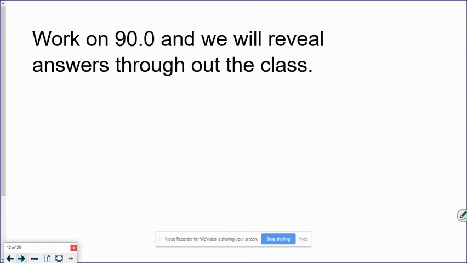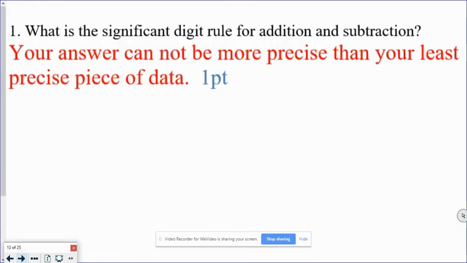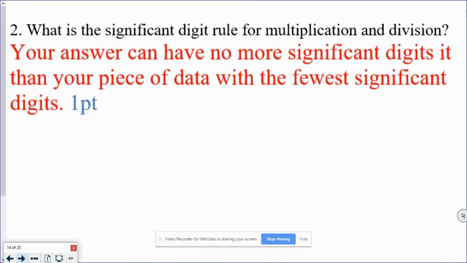So I want you to work through the 90s, and I'm going to reveal answers one by one. Do a few problems on the 90s and then play through the video and see how you do on this. The significant digit rule for addition and subtraction, you could write that right off of your periodic table or the cover of your unit pack. Same thing for multiplication and division.